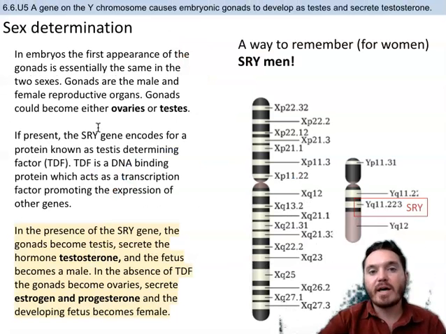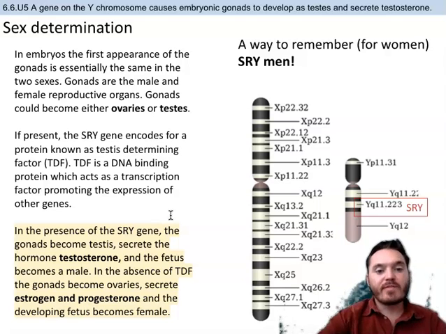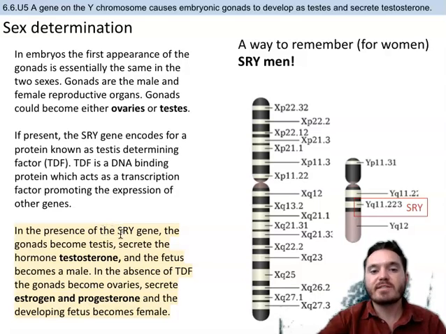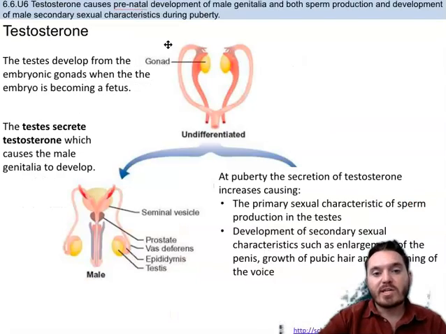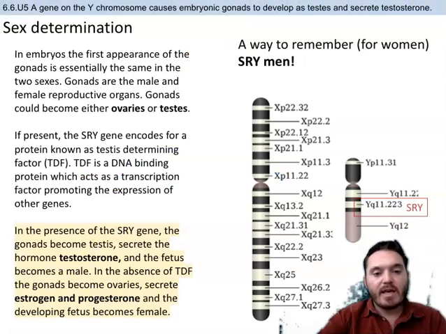Now, if the SRY gene is present, then you end up encoding a protein known as testis determining factor, TDF, which is a DNA binding protein that acts as a transcription factor that promotes the expression of other genes. And so in the presence of this SRY gene, the gonads become testes. These undifferentiated sex organs turn into testes, and they start secreting the hormone testosterone. The testes secrete testosterone, and then you've got the development of a male.